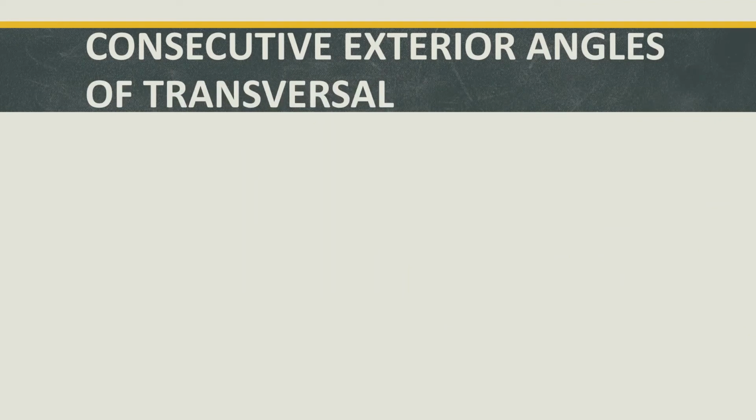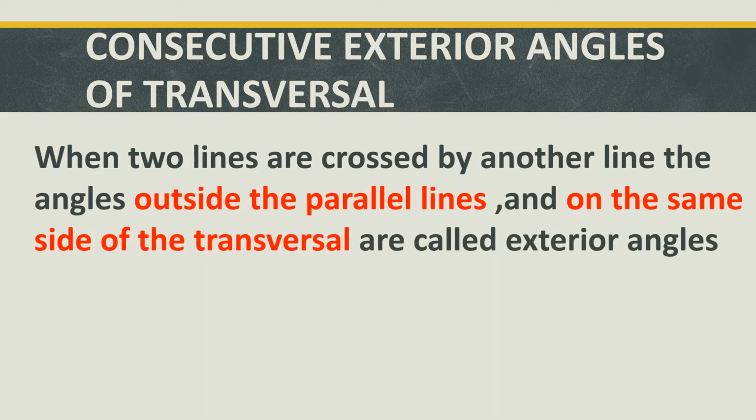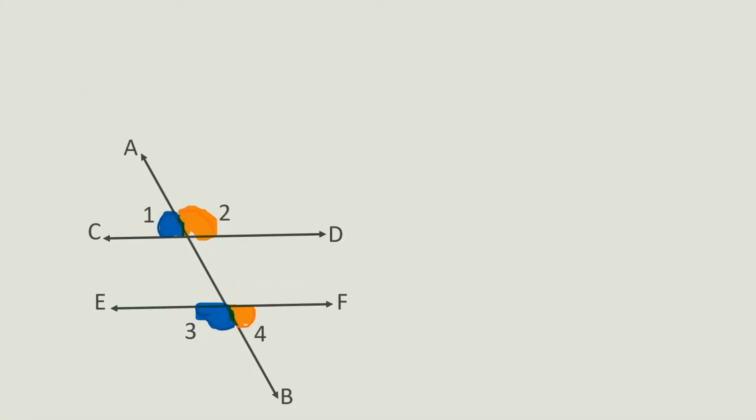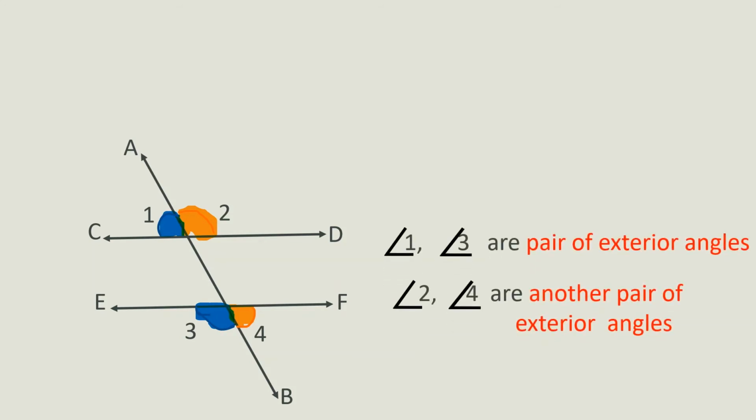Now let's see consecutive exterior angles of the transversal. When two lines are crossed by another line, the angles outside the parallel lines and on the same side of the transversal are called exterior angles. Example, angle 1 and angle 3 are consecutive exterior angles because they are outside the parallel lines and on the same side of the transversal lines. And angle 2 and angle 4 are also a pair of consecutive exterior angles.